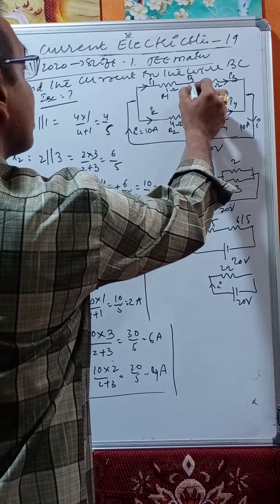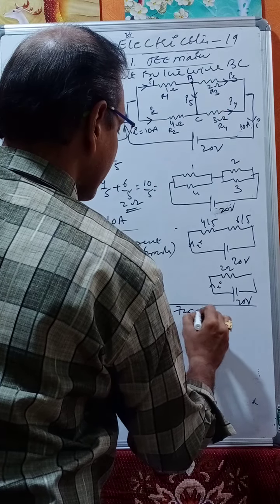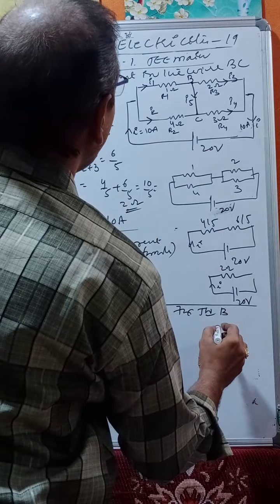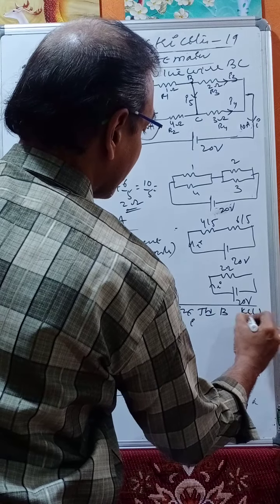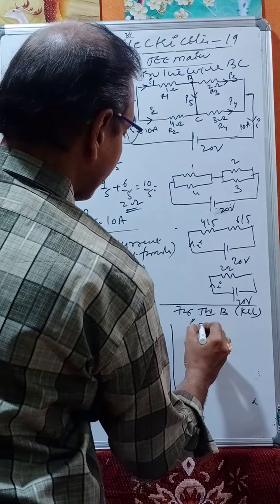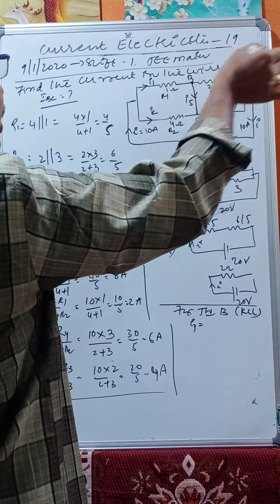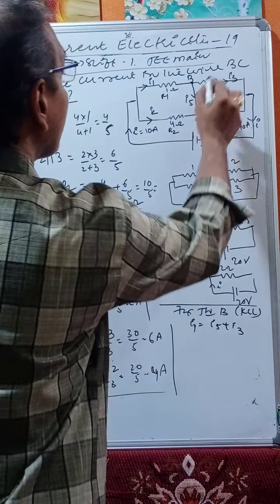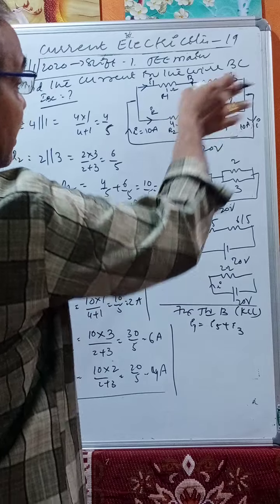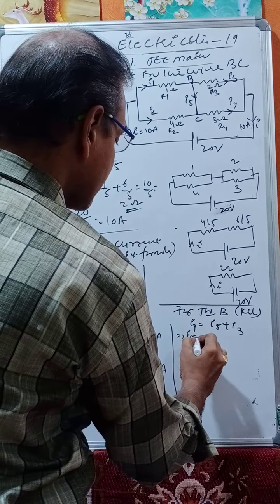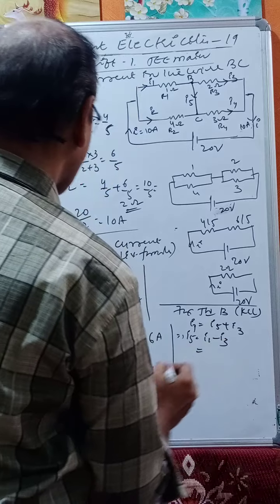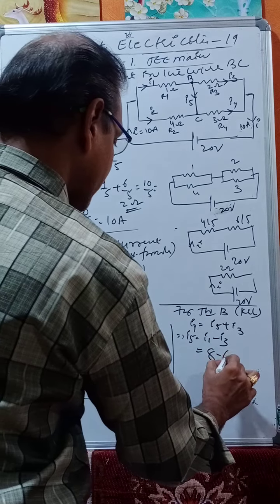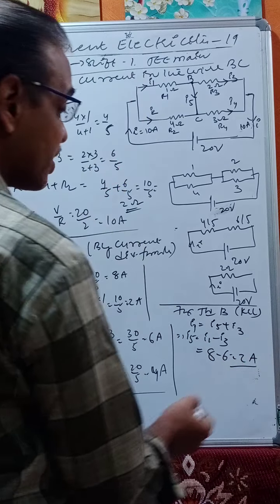Now for the junction B, apply KCL, Kirchhoff's current law. I1 is coming towards the junction, I5 going away, I3 going away. I1 is equal to I5 plus I3. This implies I5 is equal to I1 minus I3. I1 is 8, minus I3 which is 6, that is 2 amps. Therefore, our current I5 is 2 amps.